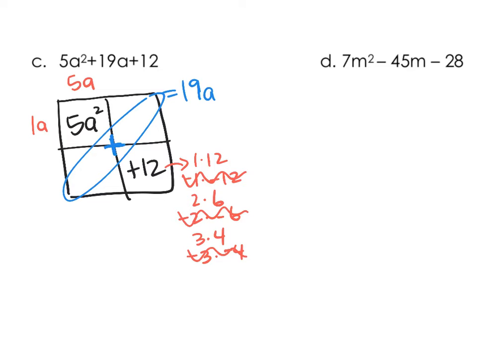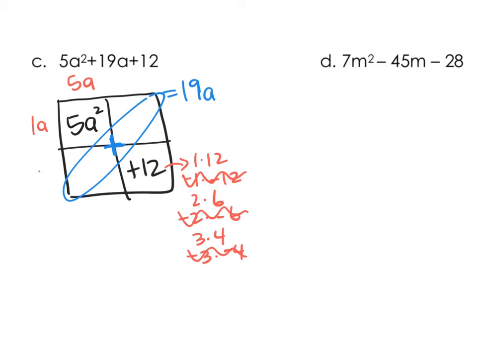Okay, so let's try out, I'm going to start at the bottom, 4 and 3. So let's try 4 and 3. So 4 times 5a would have been 20a, and 3 times a would have been a 3a. That's going to give us 23a. So that one's not helpful, but we're not going to throw this option to the side yet because we can always switch around the 4 and the 3.